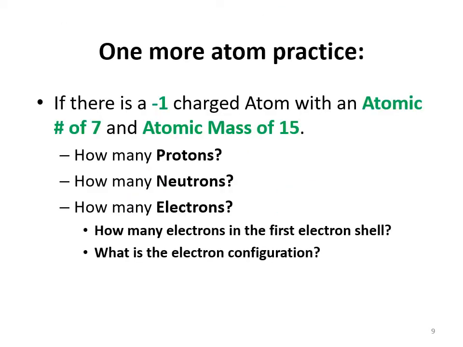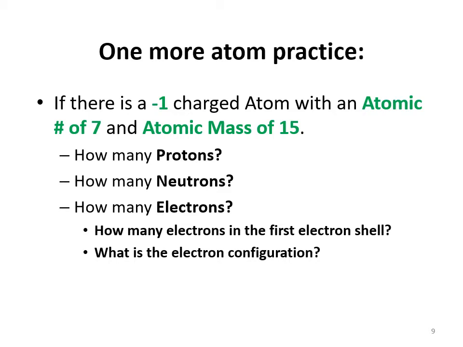Now, the way you're more likely to encounter atom questions or atom practice is the following. Like I mentioned earlier, I can give you the charge of the atom, so it can either be a negative number, like in this case -1, it could be a positive number, or I could just say neutral. I tell you the atomic number, which in this case is 7, and the atomic mass is 15.